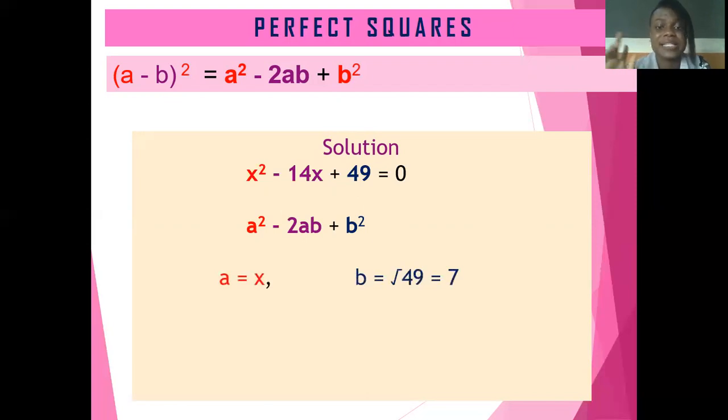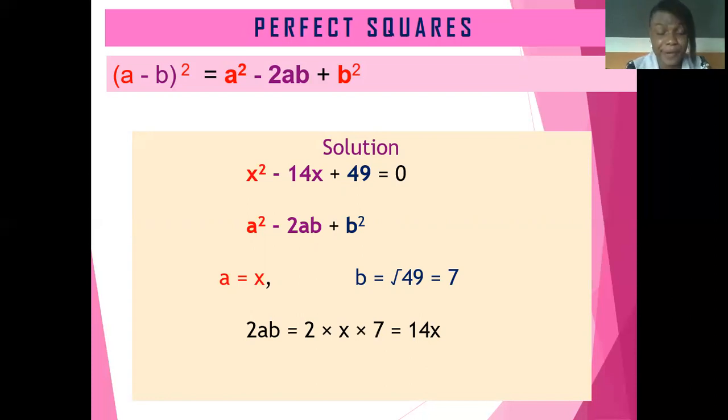Okay, so a is x, b is 7. Now, to also compare 2ab and 14x and see if they're the same, we can say a is x, b is 7, so 2ab becomes 2 times x times 7, which gives us 14x. So you can see it's a perfect square. If we can identify that this is a perfect square, then we don't need to start trying to solve using any other method.